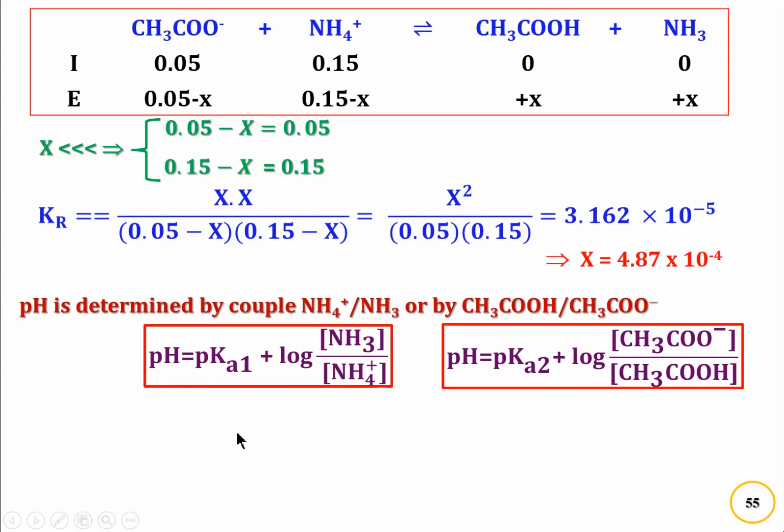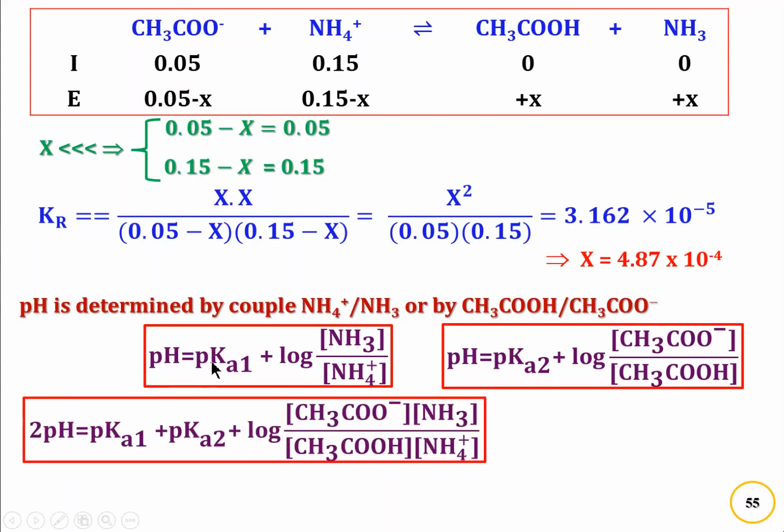We add these two relations. 2 pH equals pKa1 plus pKa2 plus log NH3 divided by NH4+, plus log acetate divided by CH3COOH. So plus log CH3COO- times NH3 divided by CH3COOH times NH4+. And these concentrations are at equilibrium, and we calculated the concentrations at equilibrium since we found X.